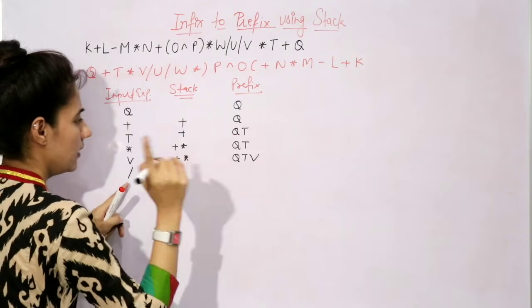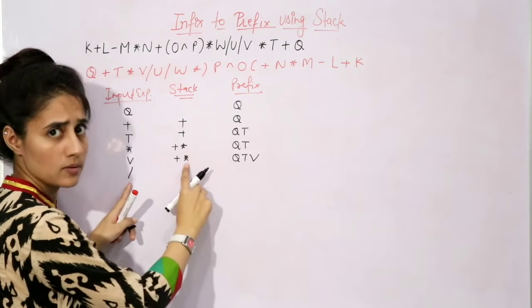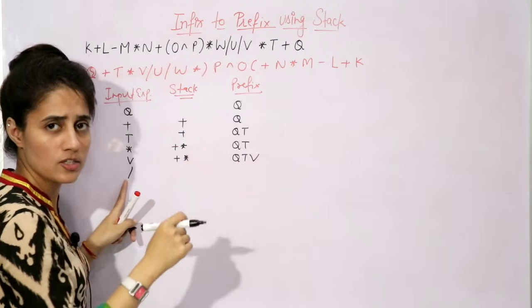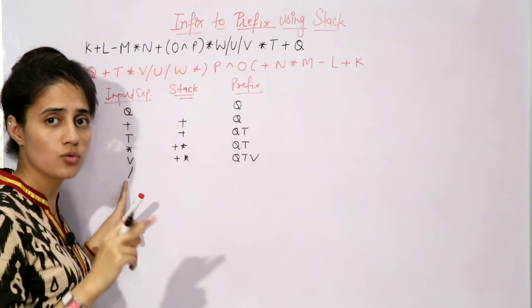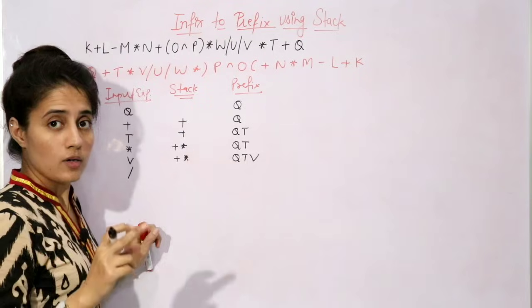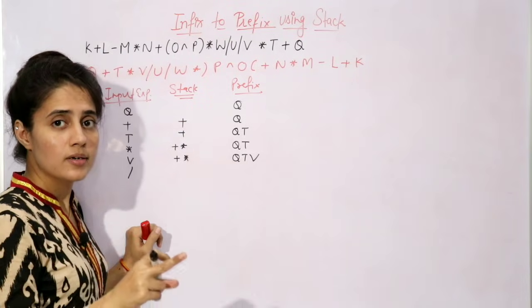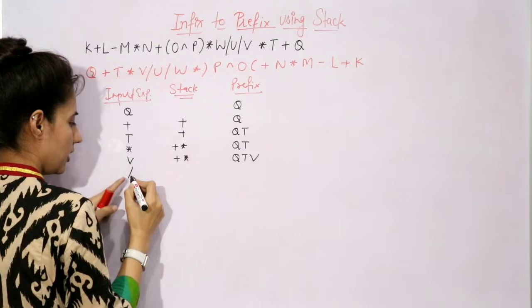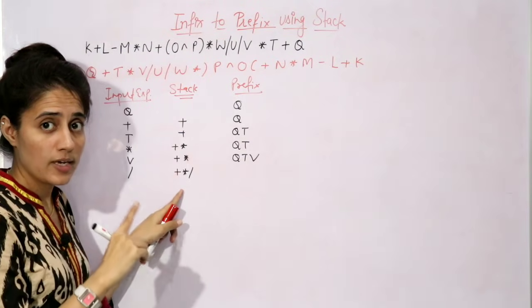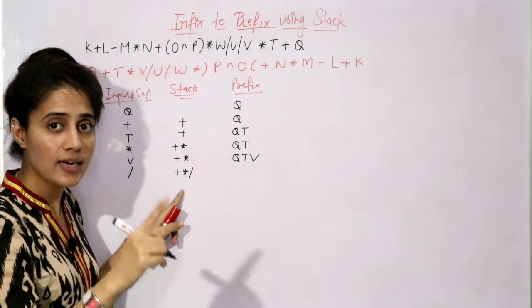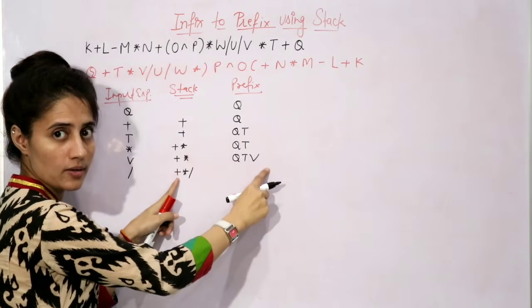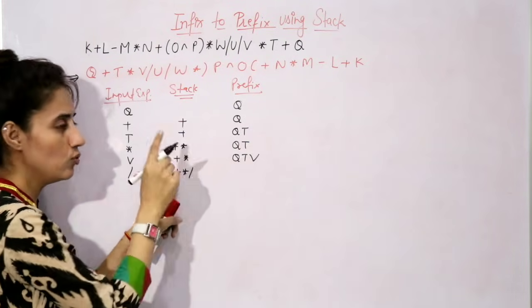Next is divide. Now see, check the top of the stack, it is multiplication, right? And divide and multiplication have the same precedence. In that case, check the associativity. Now, associativity of this is left to right. So if associativity is left to right, then simply push the incoming operator into the stack, right? But that is not the case in infix to postfix conversion. In that case, if associativity is left to right, then pop out this one, and again check the incoming operator with the new top of the stack.